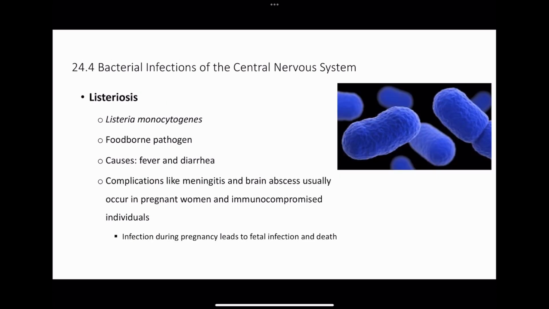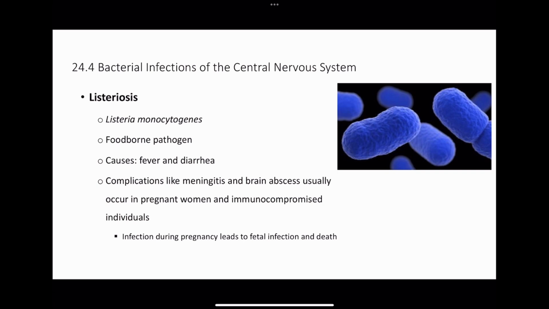Next, I'm going to be talking about listeriosis. Listeriosis is when a person becomes infected with Listeria bacteria when they eat foods that the bacteria has infected. It is a foodborne pathogen, and it can cause fever and diarrhea. It is a rare but serious infection that can be treated with fluids to prevent dehydration and antibiotics for invasive illnesses. If it's an intestinal illness, most people can recover without treatment.